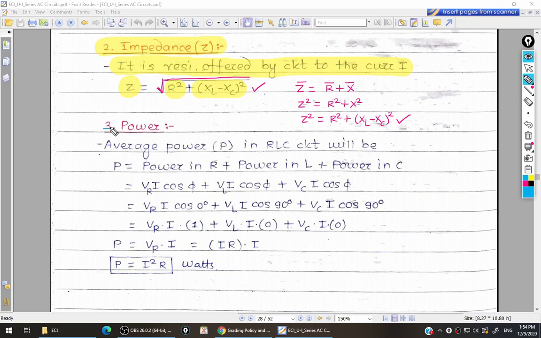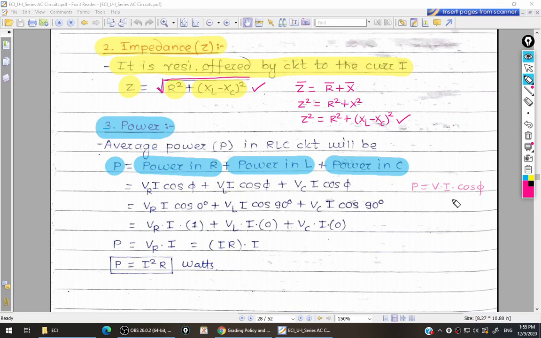Friends, our next and important parameter is power. This is a very important parameter, because for any circuit, what is the power consumption? That is a major issue. So we are having three different components over here: resistor, inductor and capacitor. So what is your average power? Your power will be what? Combination of power in resistor, power in inductance and power consumption in capacitor. If we combine all of these three, we are getting the average power for the complete RLC circuit. So friends, we know what is power? Power is nothing but V into I into cos phi.